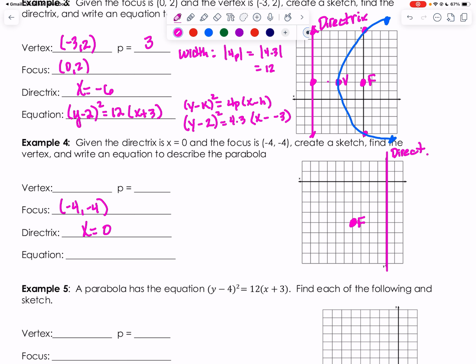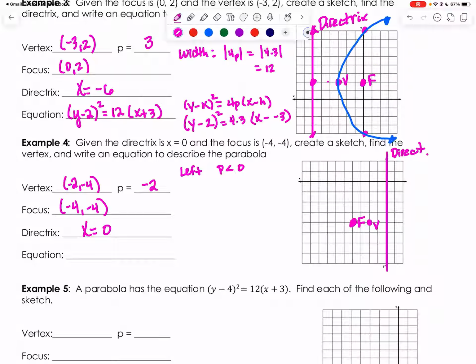Now, we're going to get our vertex. The vertex will be halfway between the focus and the directrix, which would be right here. And that is the point -2, -4. Now, because your parabola opens towards the focus, this parabola will open to the left, which means p will be negative. So it would be -2 units.